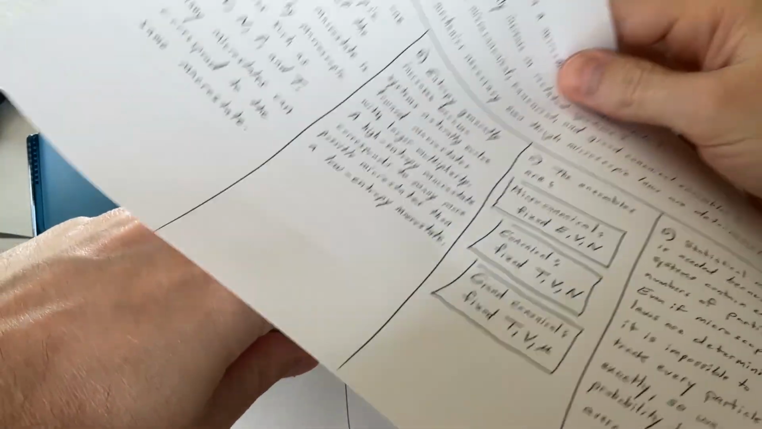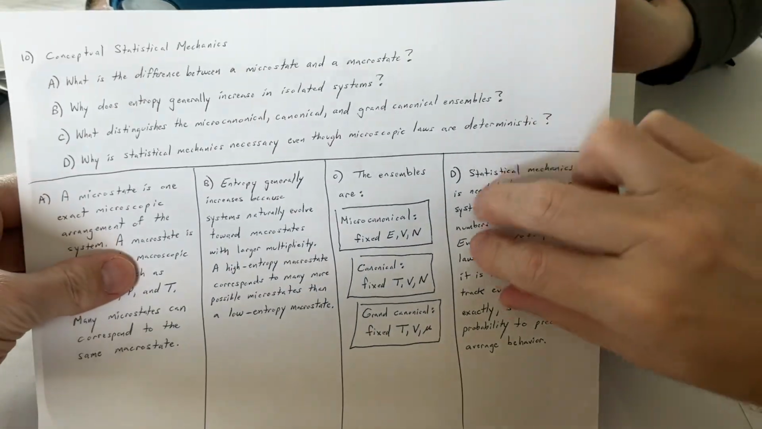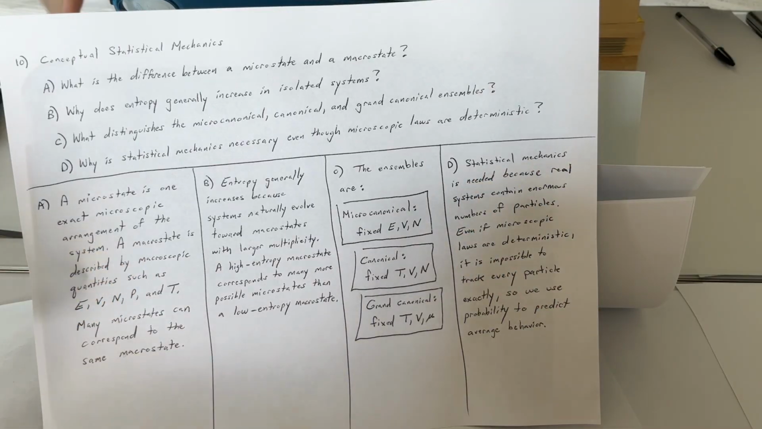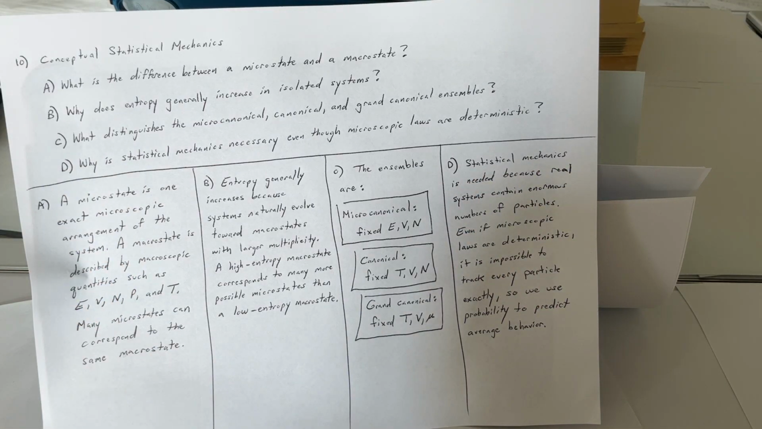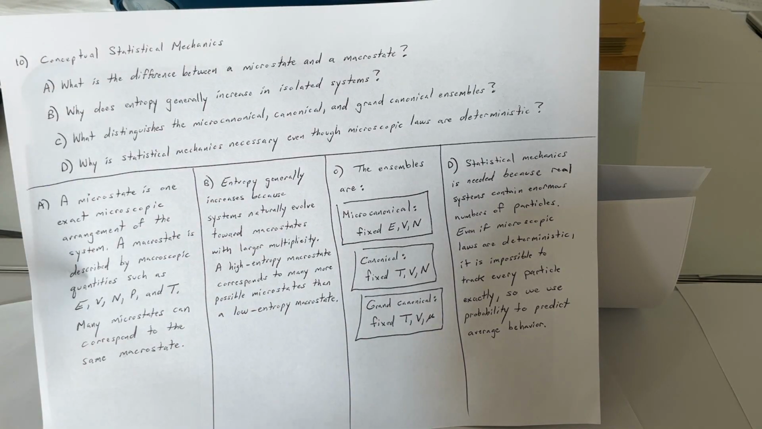And number 10 is conceptual stuff, notebooks, textbooks, online. Good foundational knowledge. Number 10, conceptual statistical mechanics. Letter A, what is the difference between a microstate and a macrostate?